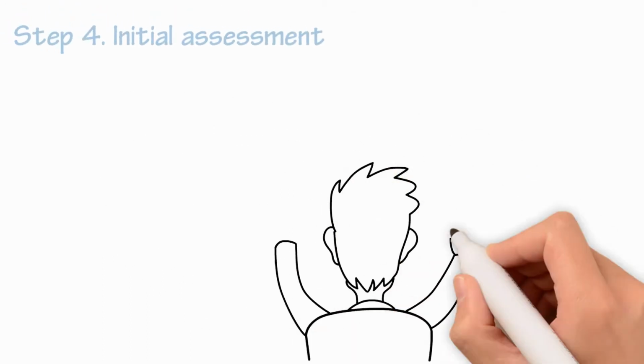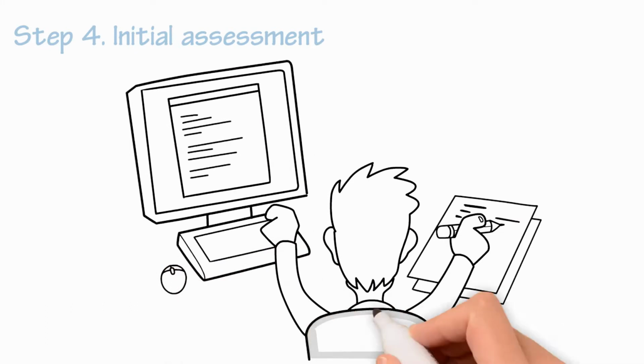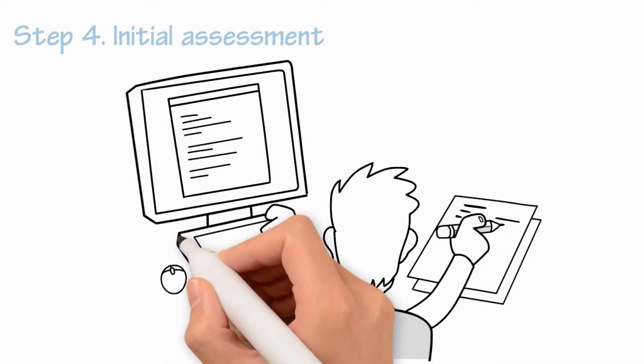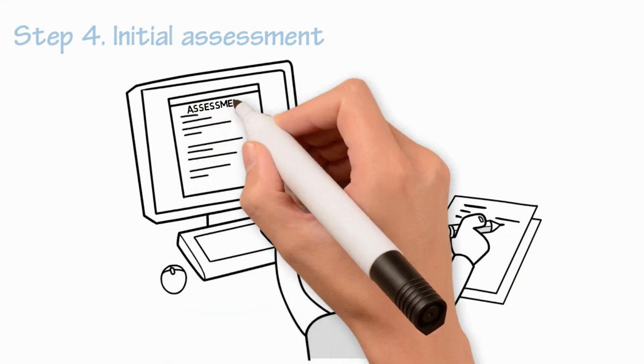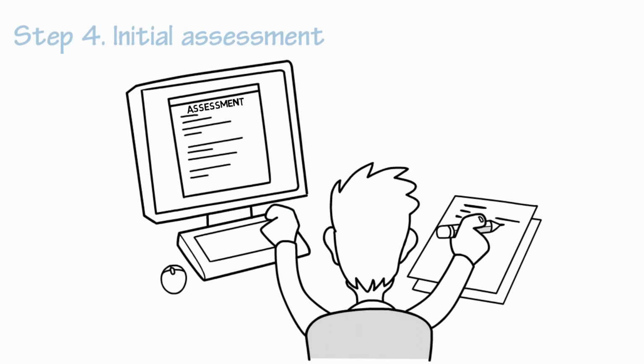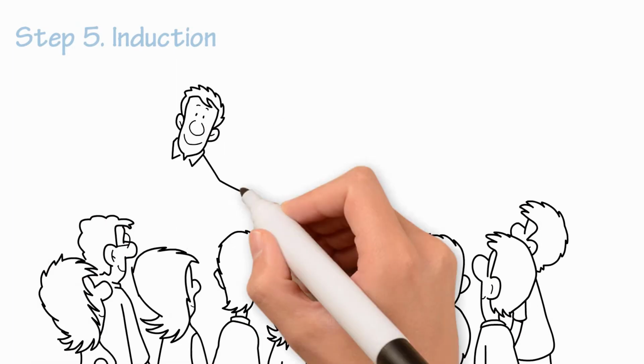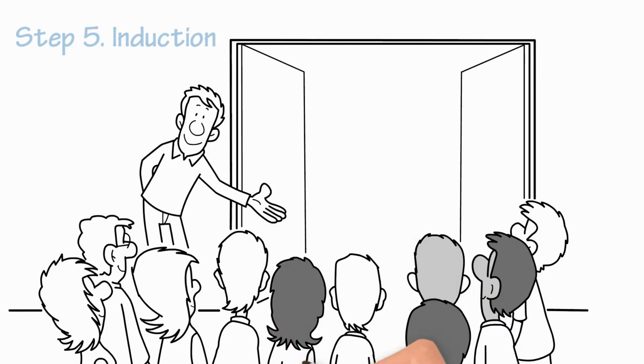Step 4. Initial assessment. You'll do a simple assessment on a computer. This tells us what support to build into your apprenticeship and ensures you don't waste time learning skills you already have. Step 5. Induction. At this introduction to your apprenticeship, we outline what's expected of you and what support you can get.